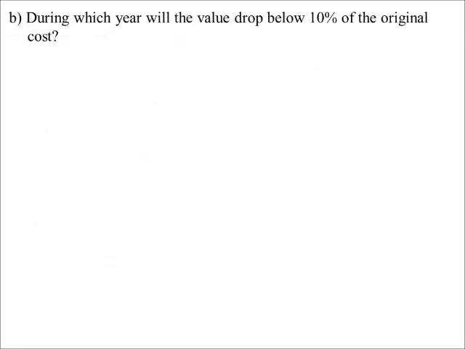When or during which year will the value drop below 10% of the original cost? Well, it's just like our geometric series. It's an application of a geometric series. We want to know when is the general term below 1,500, which is 10% of the 15,000. So let's play around with that.